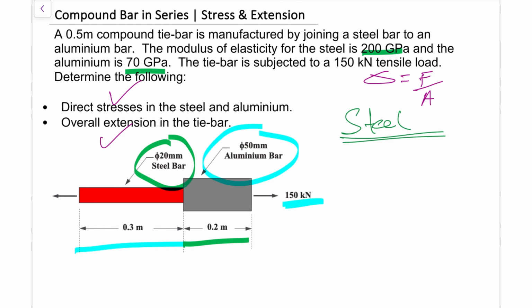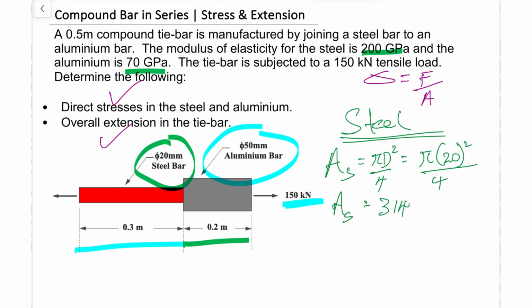Of course, I've said that the formula we want to use is stress equals force divided by area. So what that means is we need to first find the area for the steel. I'm going to stick to pi d squared divided by 4. I know that some of you like pi r squared, but in this instance, I'm going to use pi d squared over 4. So that's pi multiplied by 20 squared, divided by 4. That gives us the area for the steel bar, and that works out to be 314.16, and I'll keep the millimeters squared for now.